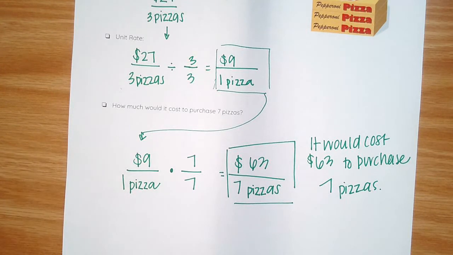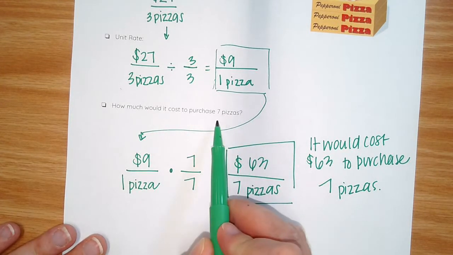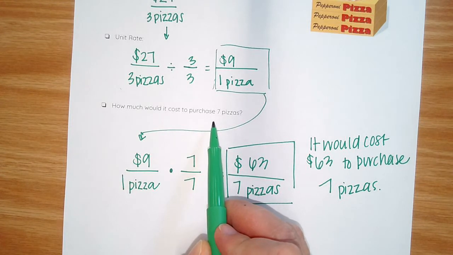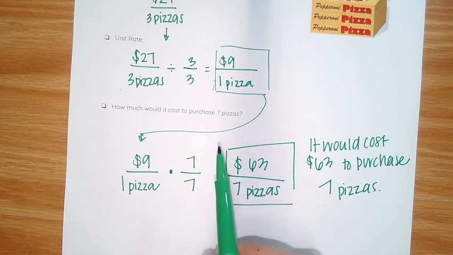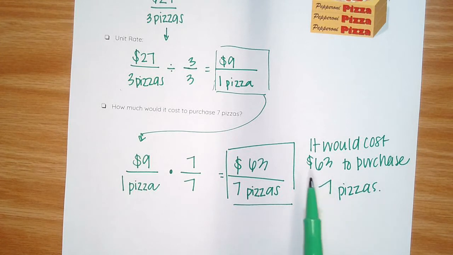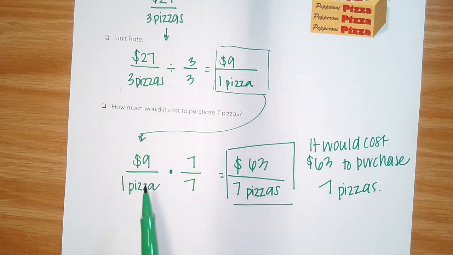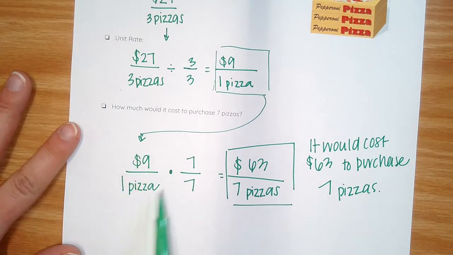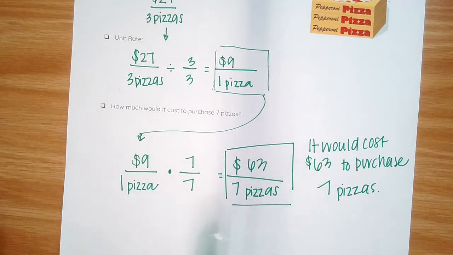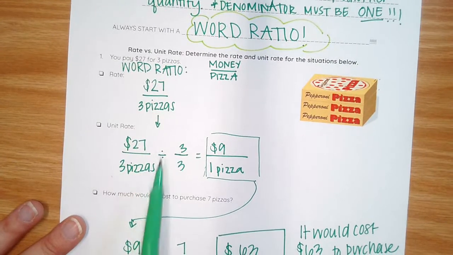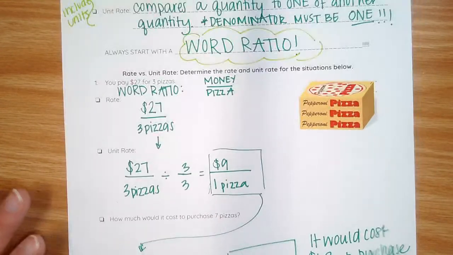Now, I could ask this for anything. So I could say, how much would it cost to purchase 15 pizzas, 22 pizzas, 3 pizzas? We already have 3 pizzas, 2 pizzas. Once I get to my unit rate, I'm able to go off in many more directions than I am with that rate. Let's look at 2 more examples together here.